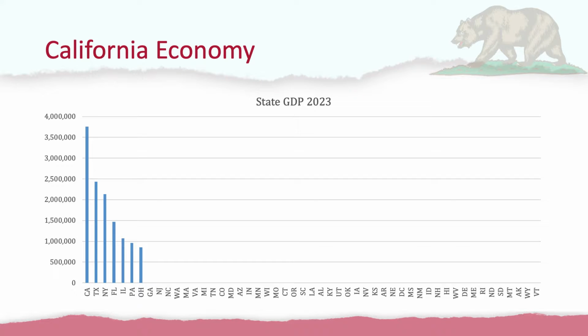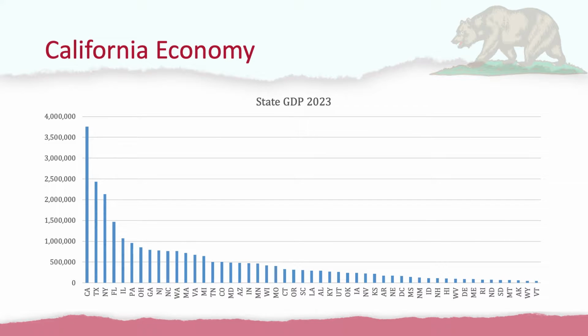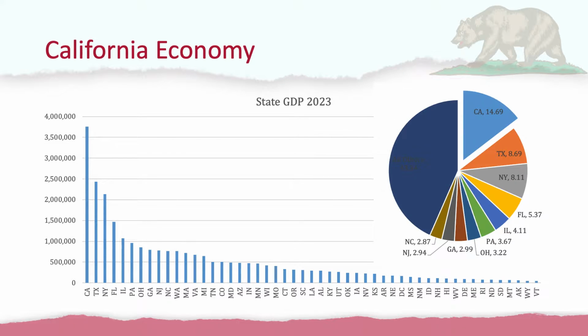Another way to think about that is that California represents about 15% of the total economic activity of the United States. Texas comprises about 8.7%, New York about 8.1%, and so on.